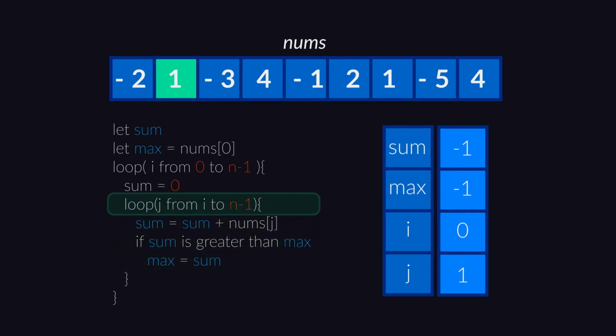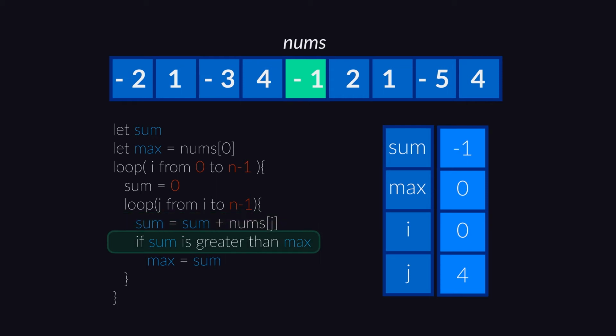Another iteration of j, which is 2, sum equals -1 plus -3, which is -4. Sum is not greater than max. So we go for another iteration of j, which is 3. Sum equals -4 plus 4, which is 0. 0 is greater than -1, so we change max to 0. Another iteration of j, sum equals 0 plus -1 equals -1, which is not greater than max.